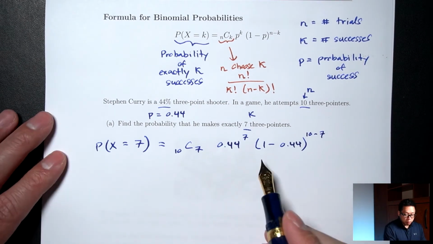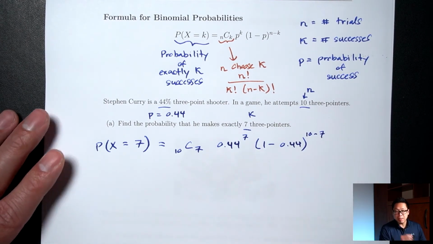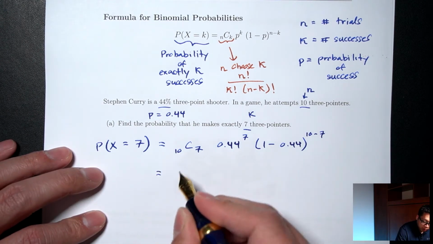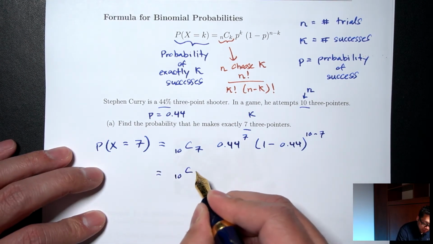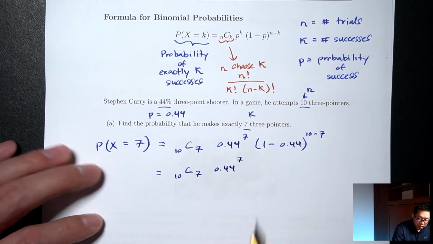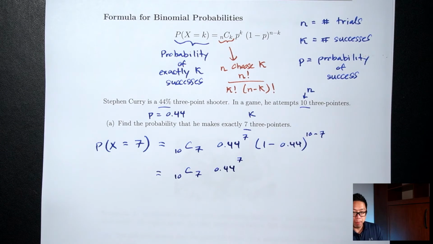Now, let me simplify this 1 minus 0.44 and this 10 minus 7 because those are pretty easy to do right now. So what we have so far is 10 choose 7, 0.44 to the 7, 1 minus 0.44, what is that?